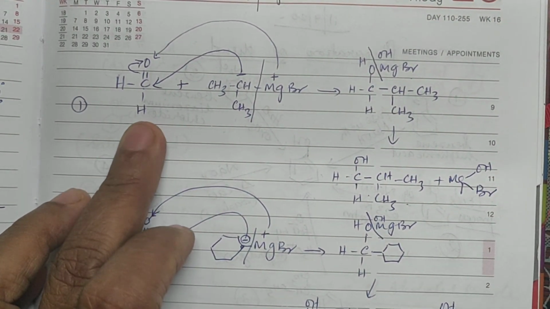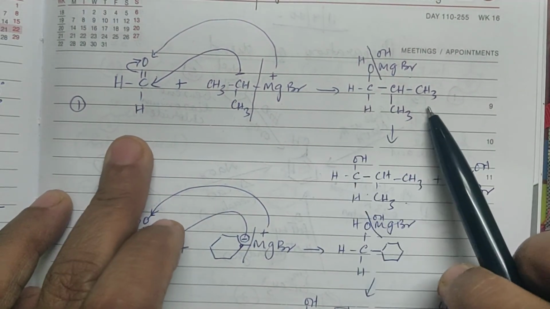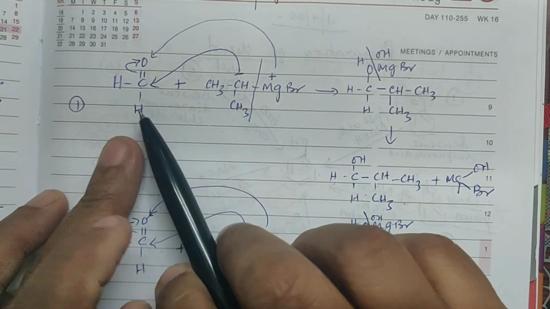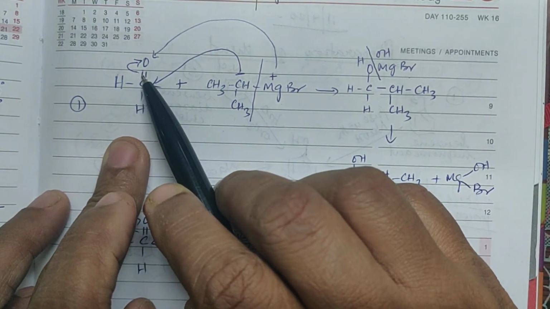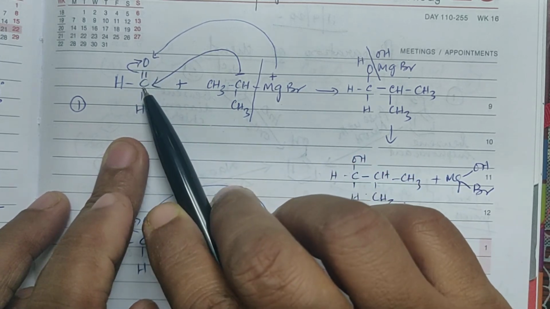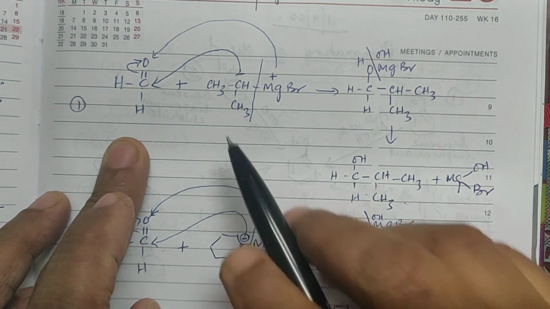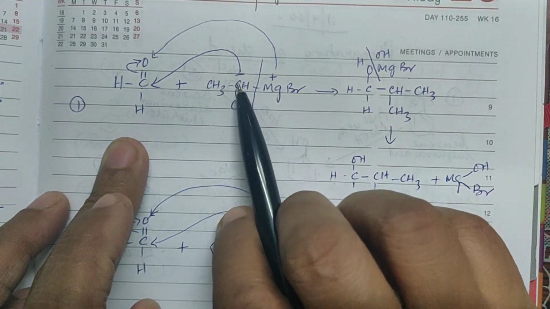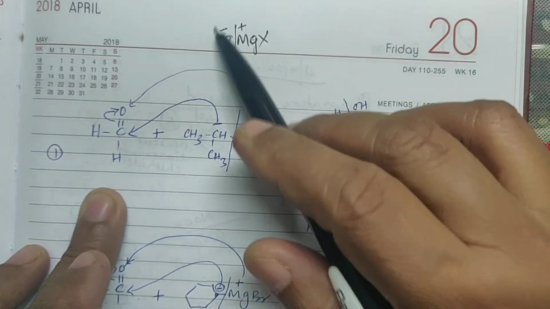This is another. Then there is another mechanism in the same preparation of alcohol, that is aldehyde, formaldehyde, any other aldehyde or ketone, how it will give you the corresponding product. Now this is formaldehyde. The pi bond pair of electrons is shifting towards O, so this carbon will develop a positive charge, and that positively charged carbon is now being attacked by the negative charge of the RMgX molecule.